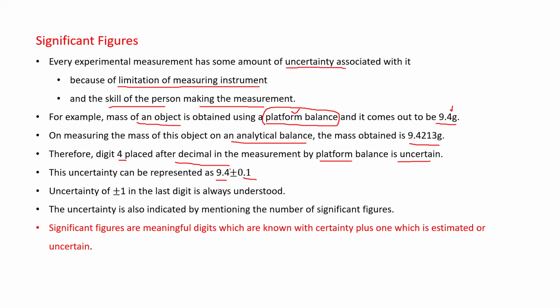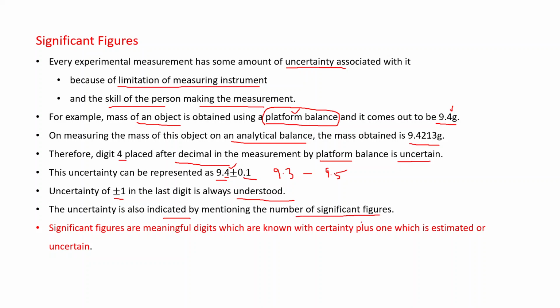It means this 0.4 may be in between 0.5 and 0.3. We can say this number may be between 9.3 and 9.5. You can say this last digit is the uncertain one, and an uncertainty of plus minus 1 in the last digit is always understood. The uncertainty is also indicated by mentioning the number of significant figures.